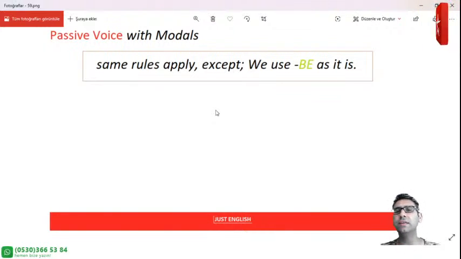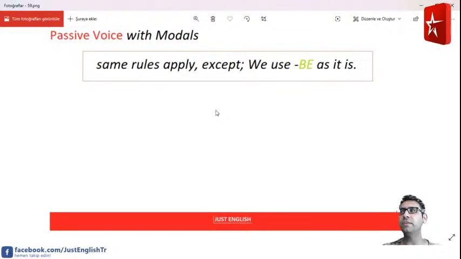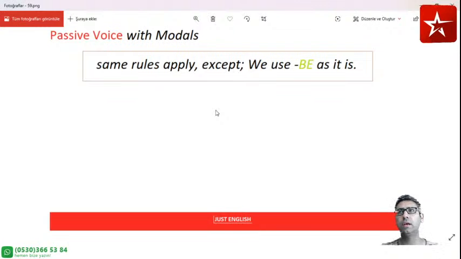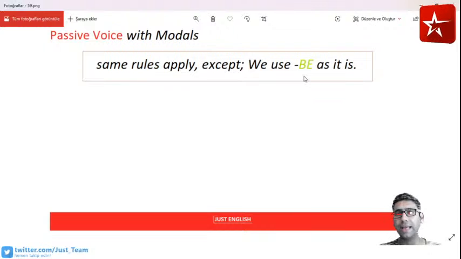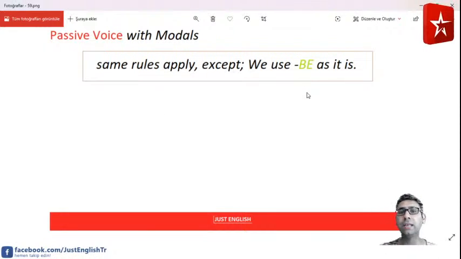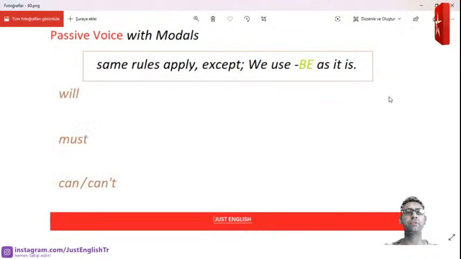Remember, when I say to be, it means actually am, is, are, was, were, been, etc. But here I say be as it is. We use it as it is. So we are going to use be, okay? Exactly as it is, like must be, can be, should be, etc. So I'm going to show you the examples now.